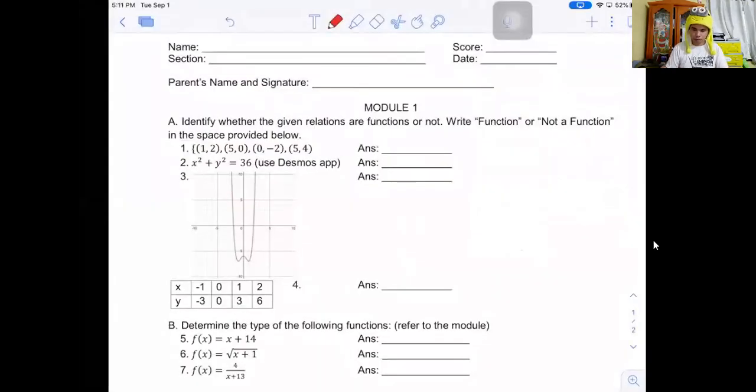Okay. So what we are going to do now is we will be discussing the solution. So I hope you will listen carefully or read carefully the instruction. For letter A, the instruction here is identify whether the given relations are functions or not. If it is a function, you write the word function. If it is not a function, you write the words not a function on the space provided below. So for number 1, the answer is not a function.